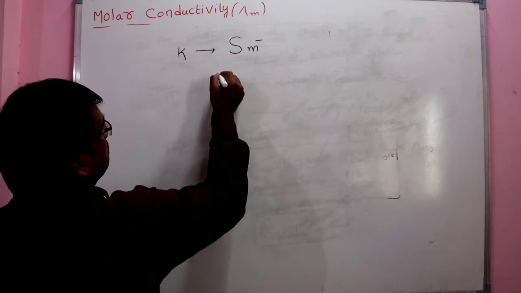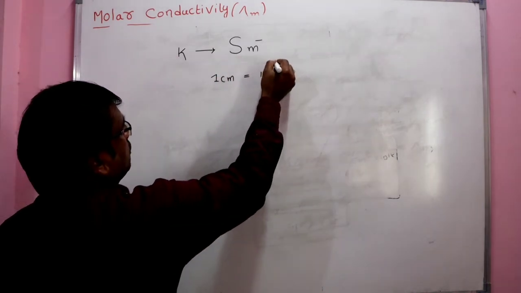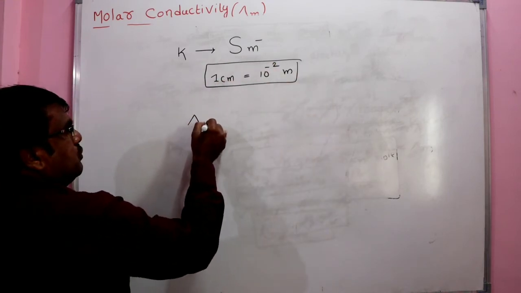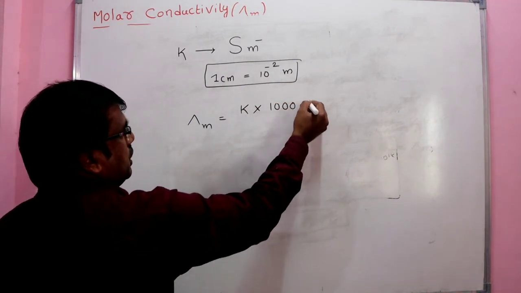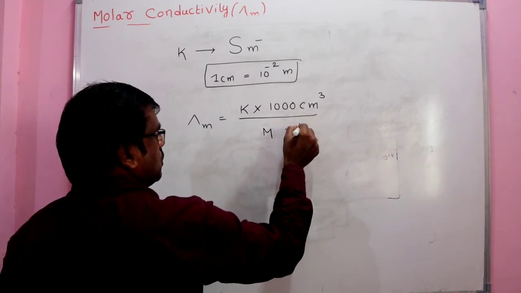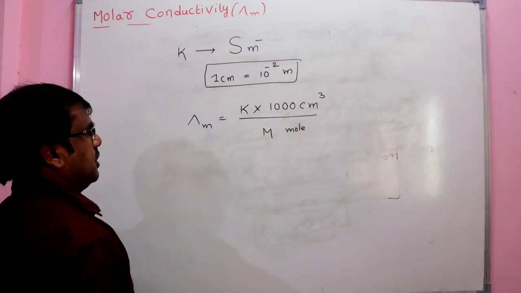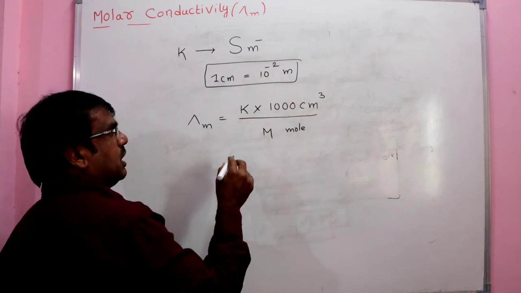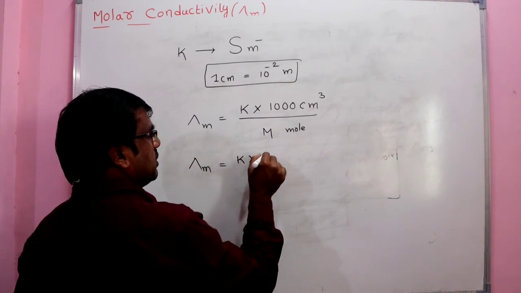Look at here, you know that one relation: 1 centimeter is equal to 10 power minus 2 meters. This relation we know. Then lambda M is equal to, we can write what? K into 1000 centimeter cube divided by M moles. M moles per liter, 1000 centimeter cube per liter. Now look at here, in place of centimeter I am going to substitute 10 power minus 2. Then lambda M is equal to K into 10 power 3.